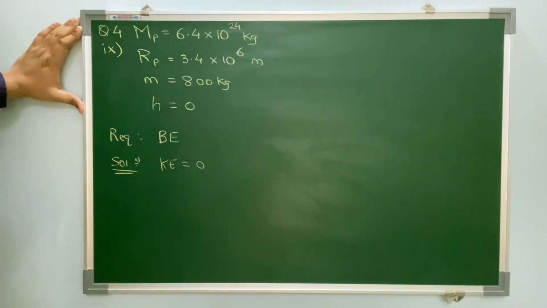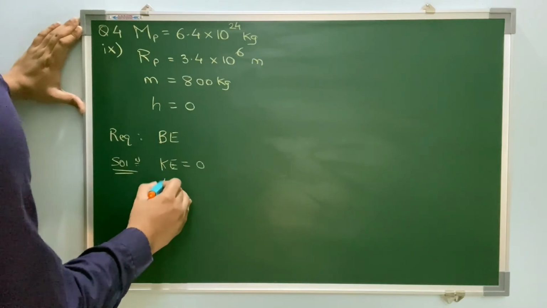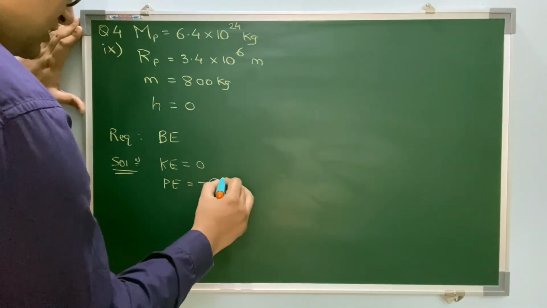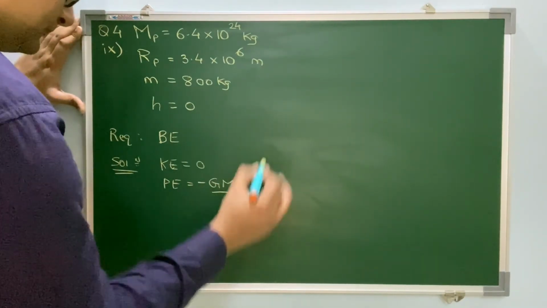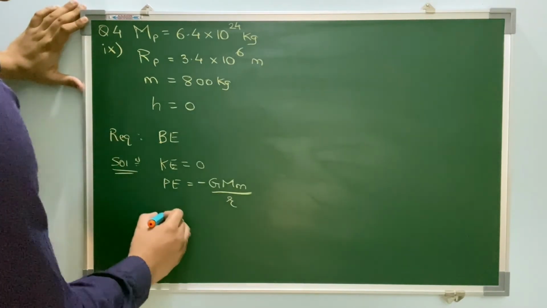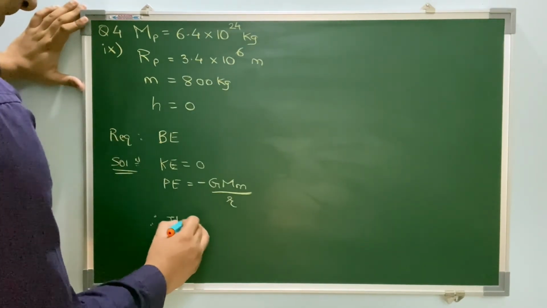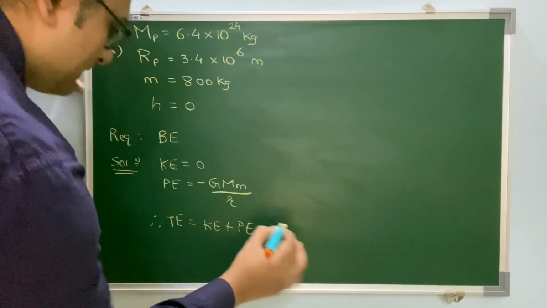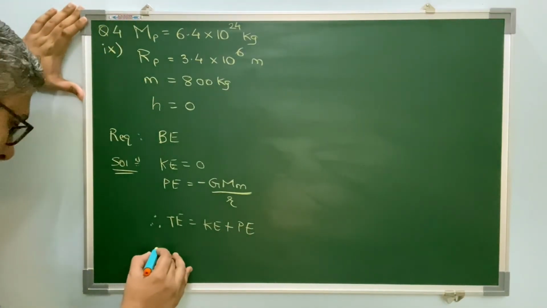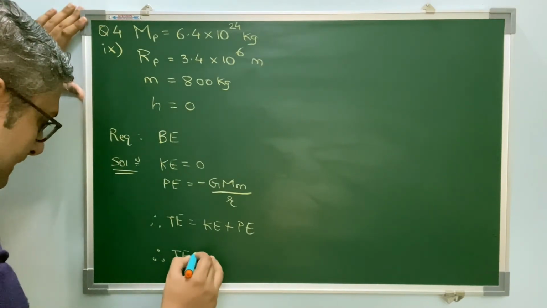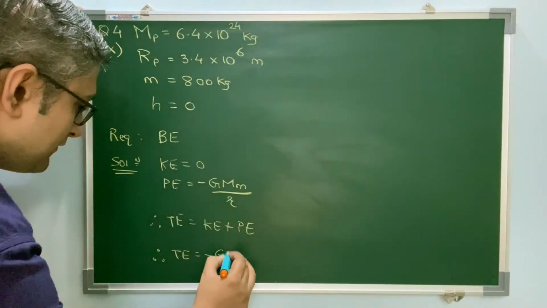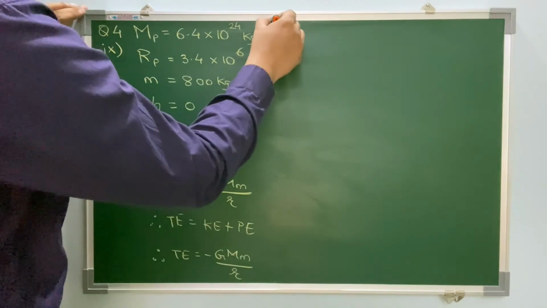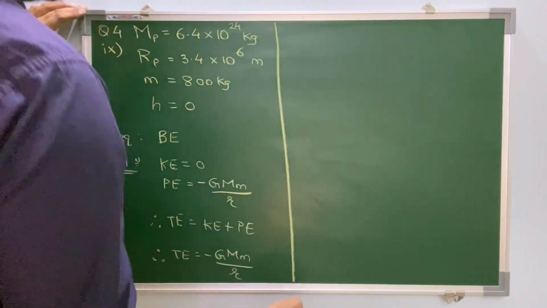How do we find it out? Very simple. If the kinetic energy is 0, what can you say about the potential energy? I told you the potential energy formula is still valid. So it's going to be minus G capital M small m by R. And if I add the two, I will get the total. The total energy is nothing but the kinetic plus the potential, and therefore the total energy will be, if I add these two, minus GMm by R. And if this is the total energy, then how do I find out the binding energy?